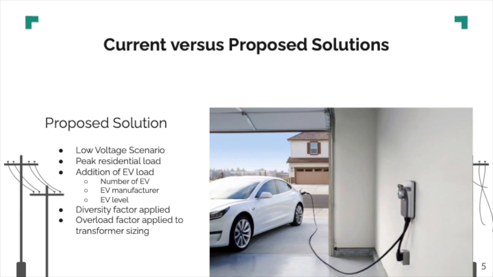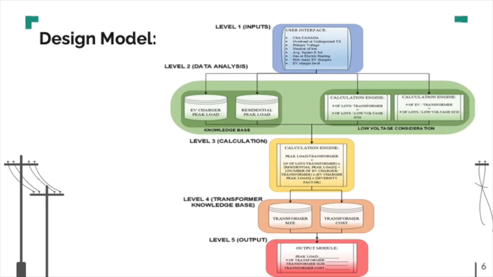The proposed solution for our tool is to include a low voltage scenario and to calculate peak residential load with the addition of EV loads, which will include the number of EVs, manufacturer, and level. Once this is calculated, a diversity factor will be applied and an overload factor will be applied to the transformer for optimal sizing. The design model for this tool will include 5 different levels.